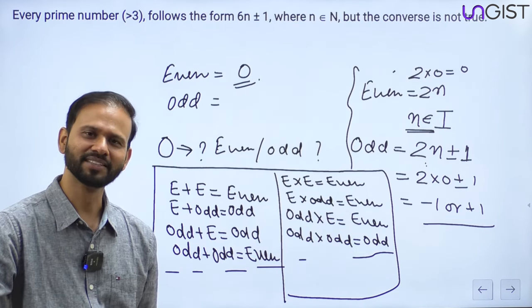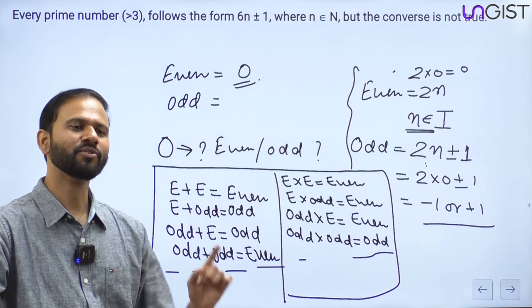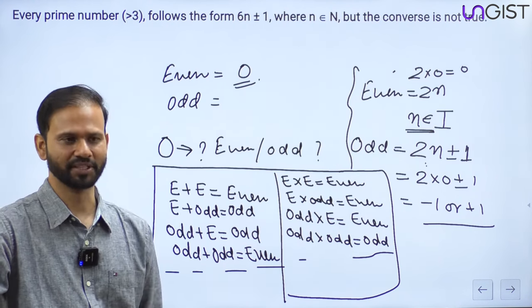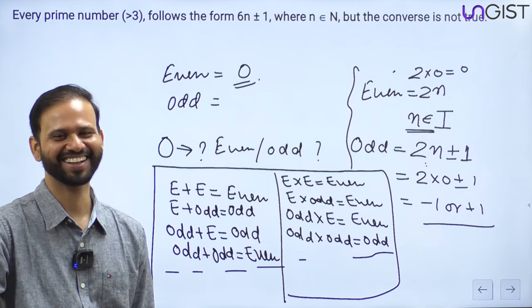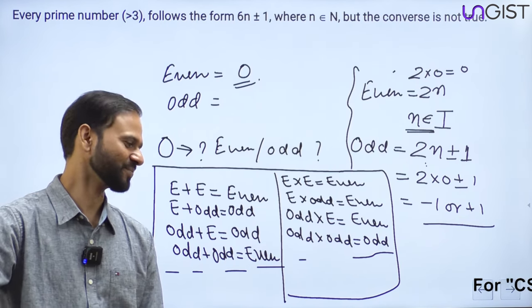Everybody fine now? How? Total minus one work करेगा फिर? वो उसमें करेगा, probability में या permutation में, इसमें नहीं. नहीं, यहाँ पे आपको ways नहीं calculate करने हैं ना?